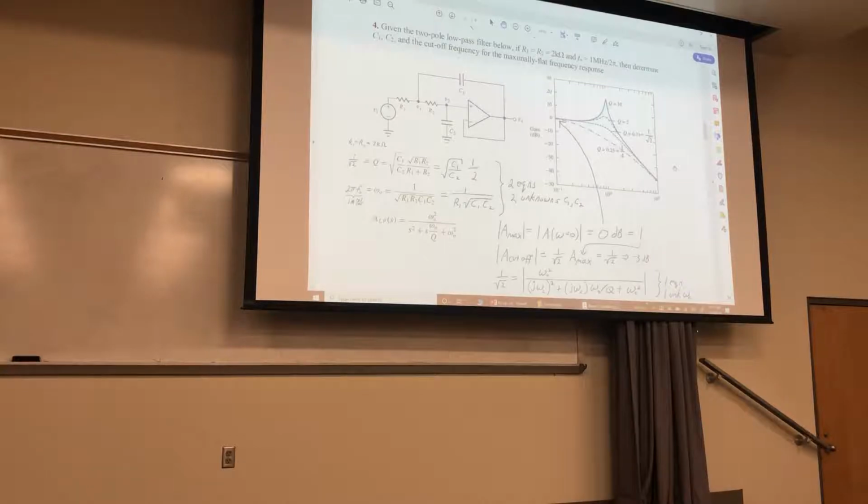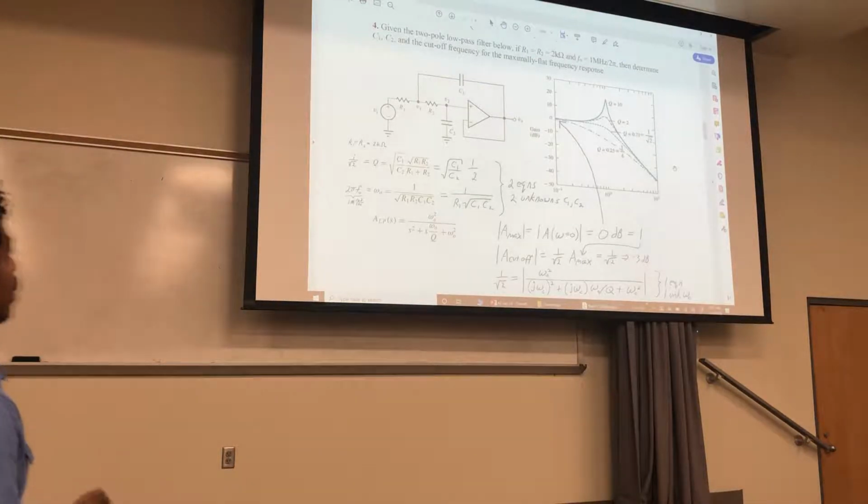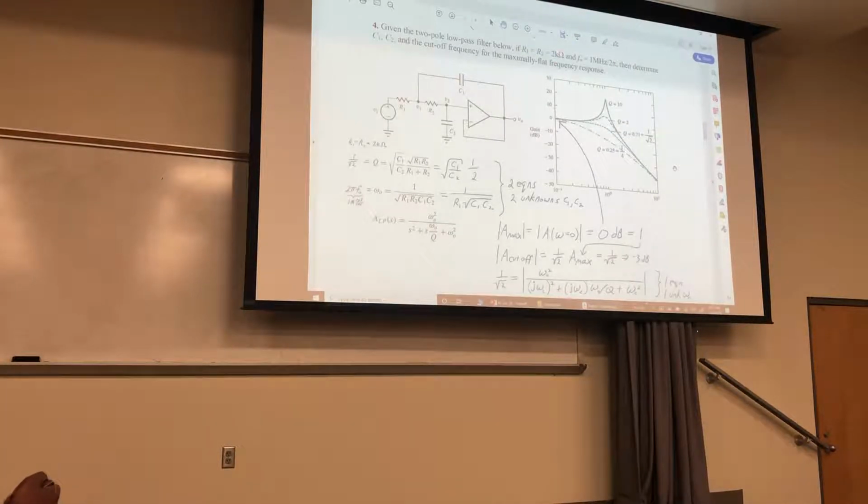So on this problem right here, you have an easy part and a hard part. Well, the hard part is relative, right? I mean, it shouldn't be hard. On this part, you're given a filter, and you're given what the R's are, and what the frequency is, and you're supposed to determine C1 and C2, and also the cutoff frequency, and you're given that you have a maximally flat response.